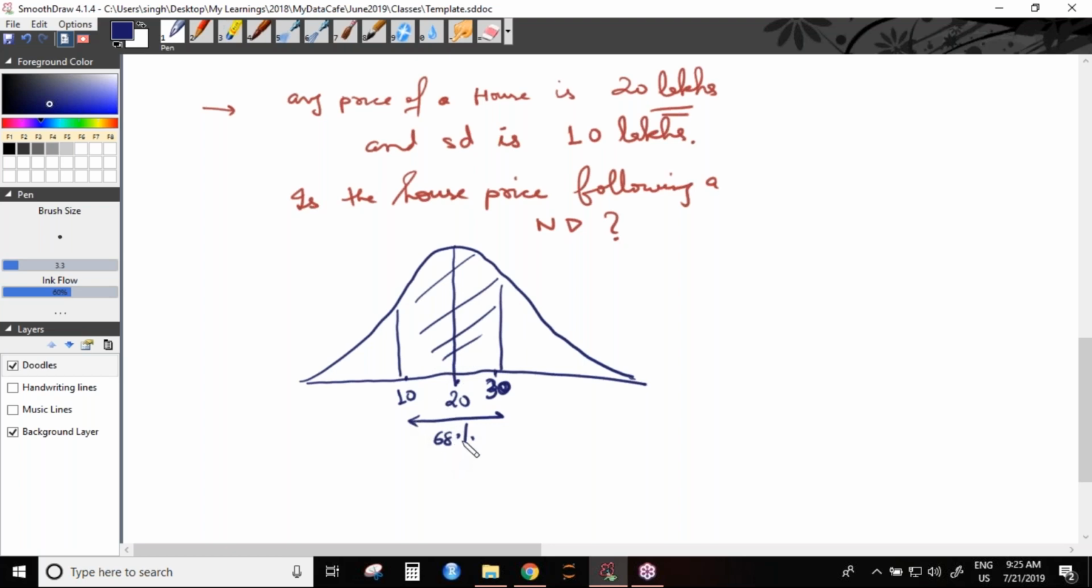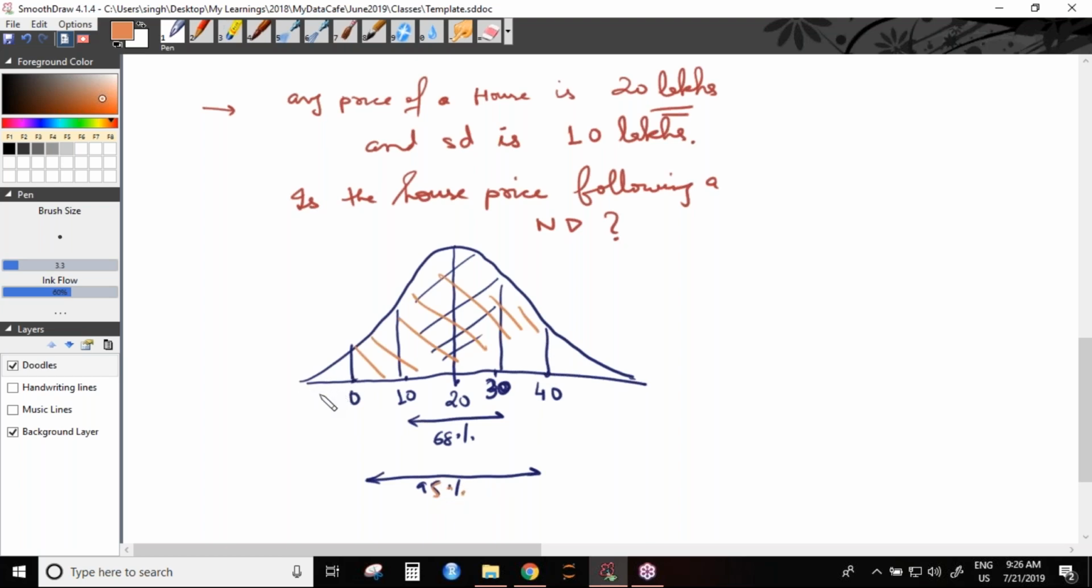Let's move further. Then I know within two standard deviations I should get 95% of the data, right? So let me go two standard deviations away. Going a further 10 units, I'll get 0, and similarly if I go further on the other side, I'll get 40. Within this I will have 95% of the data. And after this, if I go 3 standard deviations, I will get 100% of the data.